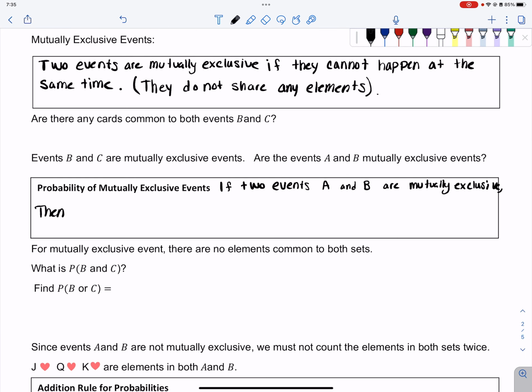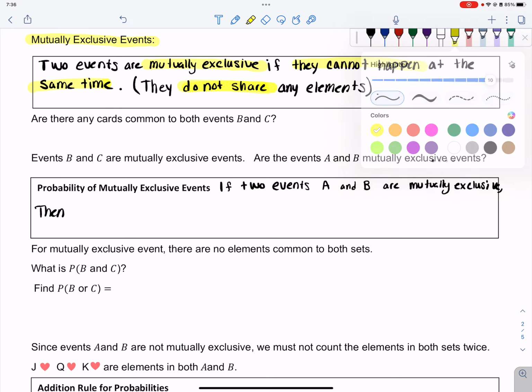So I want to start with a definition here. We want to go over mutually exclusive events, and we say that two events are mutually exclusive if they cannot happen at the same time. Essentially meaning that they do not share any elements. They don't have any overlap, so there is nothing that they share between the two events.